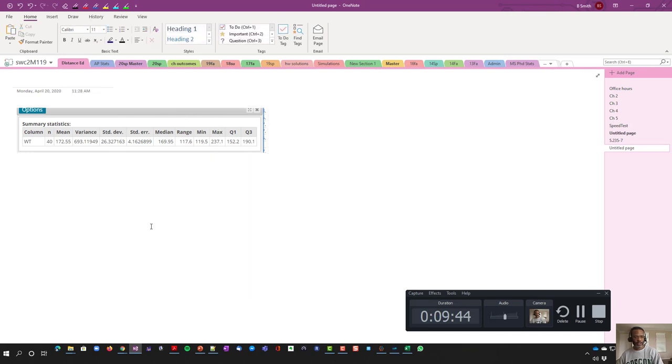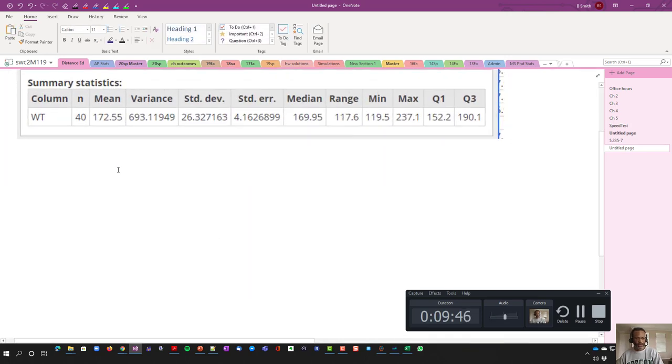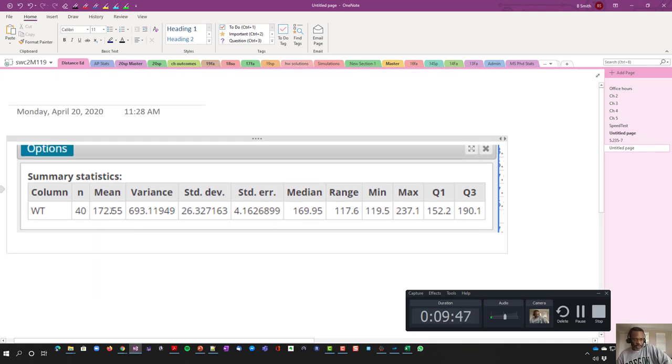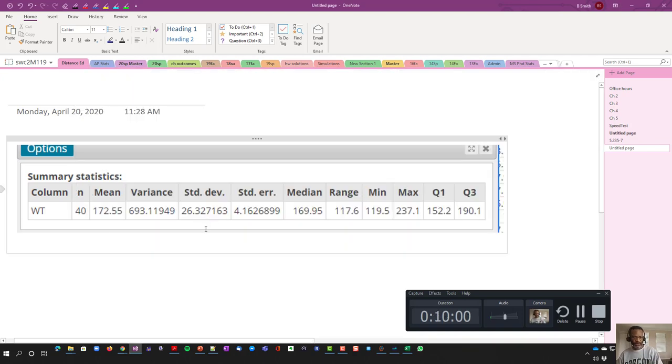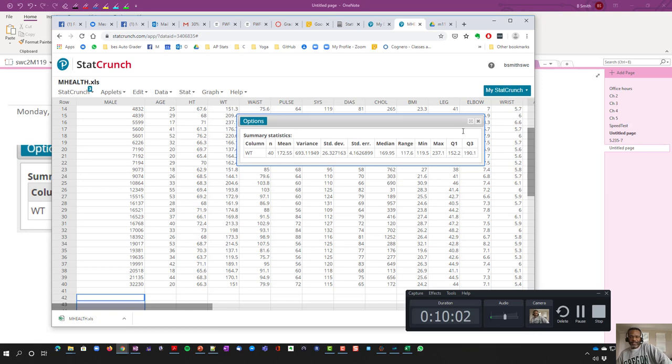And then we'll go ahead and save it. So we have a mean of 172 pounds, roughly 172.6, plus a standard deviation of 26.3, plus or minus 26.3, about that mean.